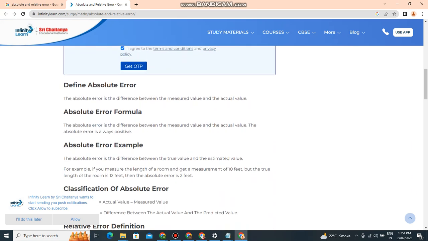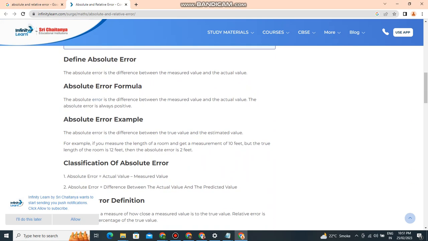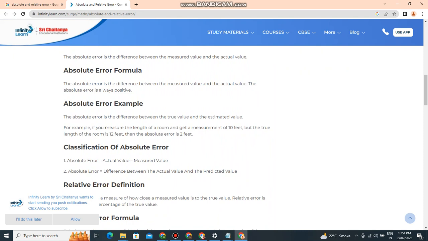Define absolute error. The absolute error is the difference between the measured value and the actual value. Absolute error formula: the absolute error is the difference between the measured value and the actual value. The absolute error is always positive. Absolute error example: the absolute error is the difference between the true value and the estimated value. For example, if you measure the length of a room and get a measurement of 10 feet, but the true length of the room is 12 feet, then the absolute error is 2 feet.